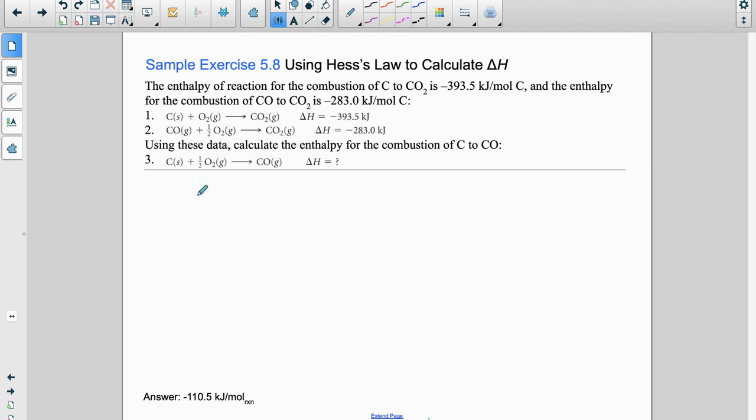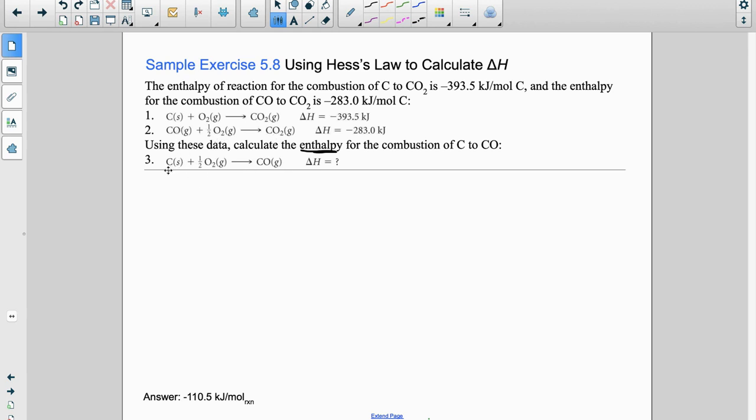So let's give one of these a try. I gave this as an example in class. So here we have 2 reactions, and it's saying that, using these 2 steps above, calculate the enthalpy for this combustion reaction. So if we take these 2 reactions and manipulate them to turn into this, that's what we want to do. We want to get the pieces of these overall reaction parts from the steps.